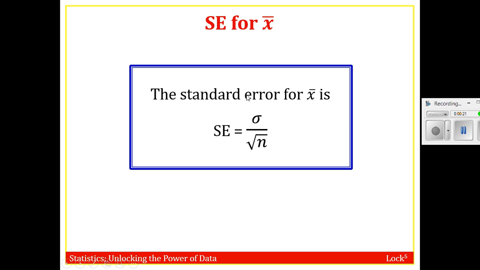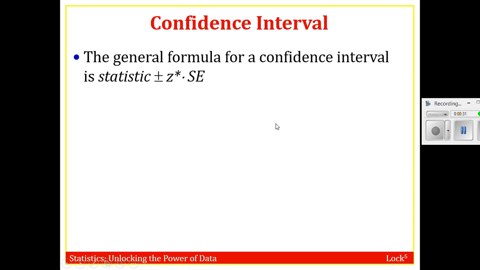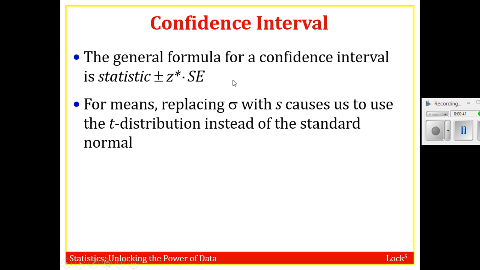Now, remember from the last lesson that our standard error of x bar is sigma, the population standard deviation, over the square root of n. Also remember your confidence interval. In general, it's your statistic, your mean or your proportion from your sample, plus and minus z star times your standard error. But remember, when we are replacing our population standard deviation, which we typically don't know, with s, our sample standard deviation, we get a t-distribution instead of a normal distribution.